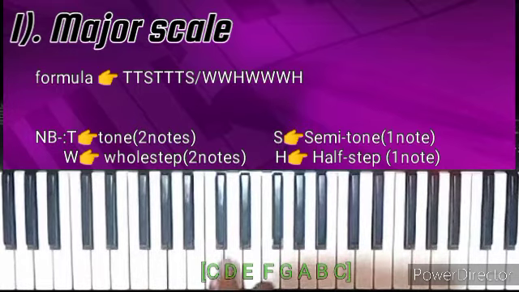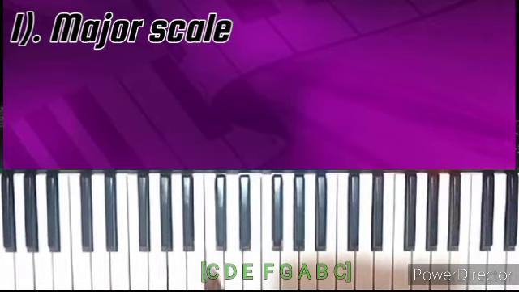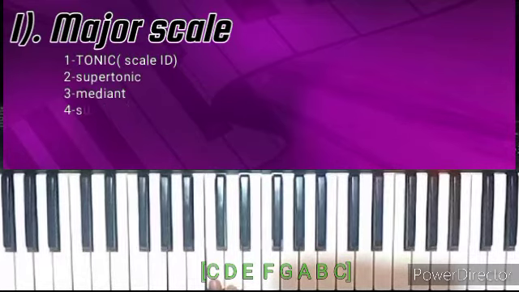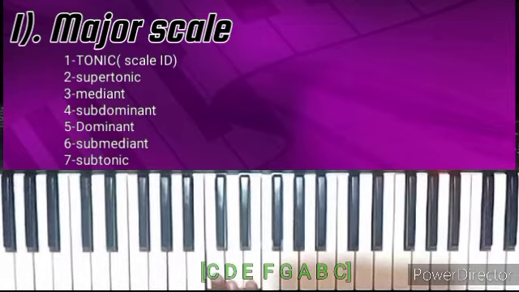And in any scale, especially major and minor, the first note or first degree of any major scale is usually the tonic. We call it the tonic note. So in this case of C major, C is our tonic note, okay? The second note or second degree of any major scale is usually called the supertonic. The third is usually called the mediant, okay? The fourth is called the subdominant. The fifth is the dominant. The sixth is the submediant. The seventh is the subtonic, and back to your tonic, okay?